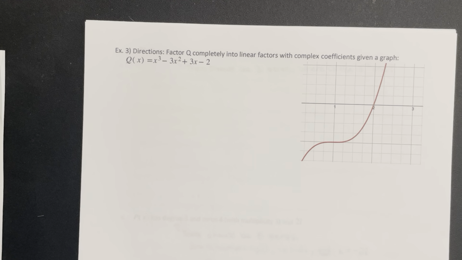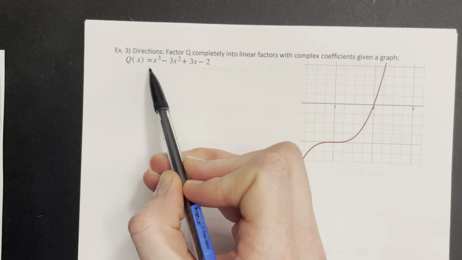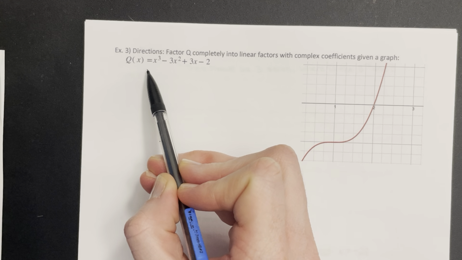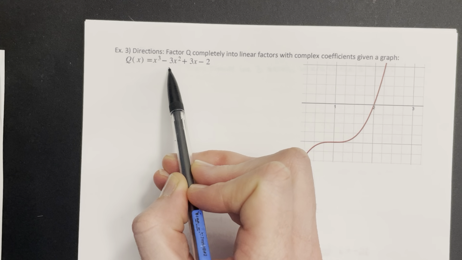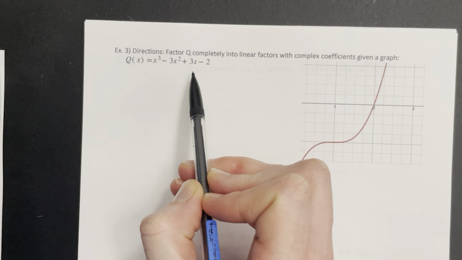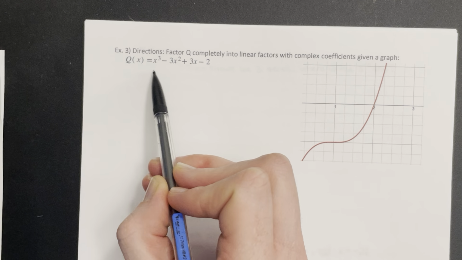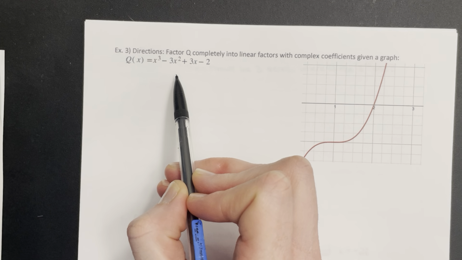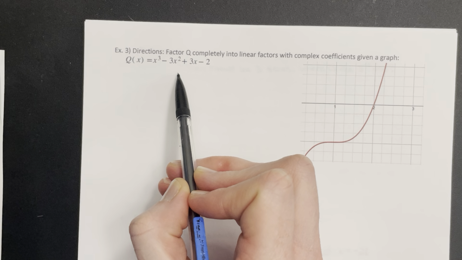Here we are still factoring and still trying to find the zeros and roots of polynomials. And we learned that sometimes we have complex roots. So if we have a polynomial here, q of x is x cubed minus 3x squared plus 3x minus 2, this would not factor by grouping. I could try, but it's still not going to actually factor by grouping.